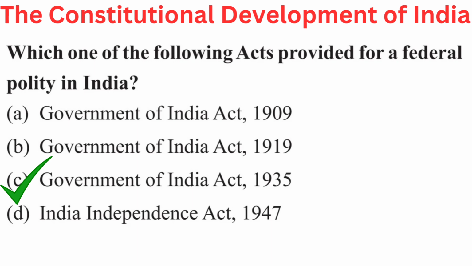Your question is, which one of the following acts provided for a federal polity in India? Your options are A. Government of India Act 1909, B. Government of India Act 1919, C. Government of India Act 1935, or D. India Independence Act 1947. Right answer is C. Government of India Act 1935.